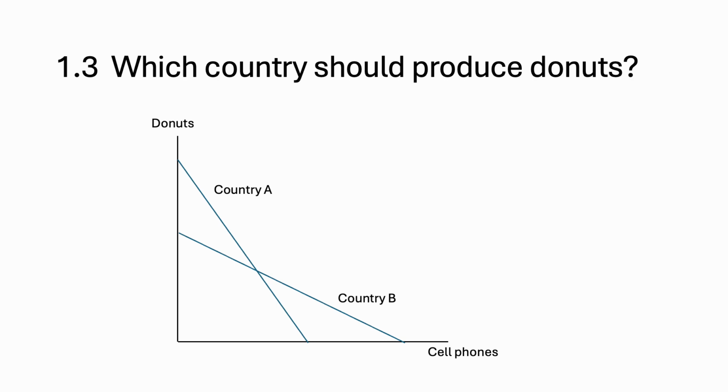This PPC is illustrating that two countries, country A and country B, can both either produce donuts, or they can produce cell phones, or they can each make a combination of donuts and cell phones. Country A has the absolute advantage in producing donuts because country A can make more donuts than country B with the resources that it has. Country B has the absolute advantage in producing cell phones because it can make more cell phones given the resources. Therefore, in this situation, this one's easy. Country A should produce donuts, country B should produce cell phones, and they should trade.